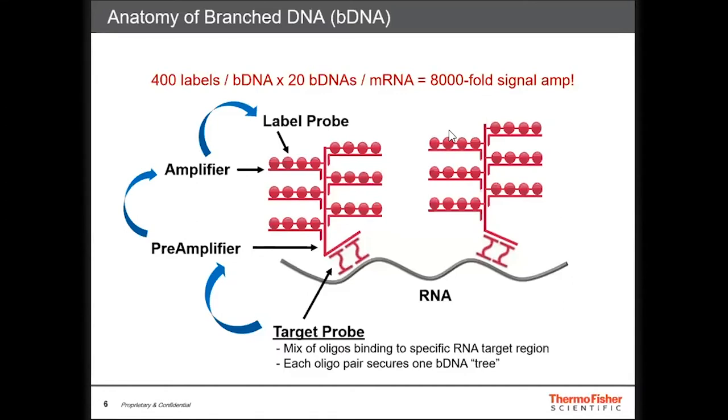In certain circumstances, we can even increase the number of bDNAs that we lay down if you've got a really low expressing gene. So we can even bump that out to around 16,000-fold or so if we need to for very low expressing genes or difficult transcripts.